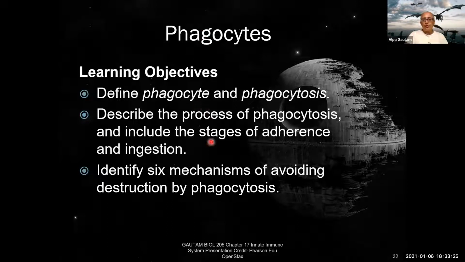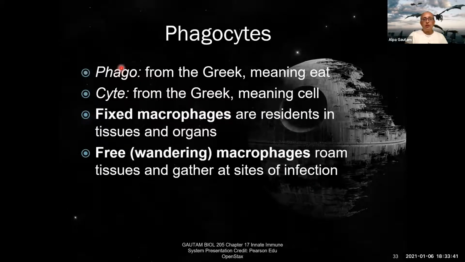So phagocytes are cells that go through the process of phagocytosis, right? They also interact with the adaptive immune system. Okay? So let's see how they do that. Again, phagocyte means a cell. Cyte means cell. Phago in Greek means to eat. So it goes through the process of phagocytosis, brings in something from the outside of the cell and then destroys it. As I was talking about macrophages earlier, right?